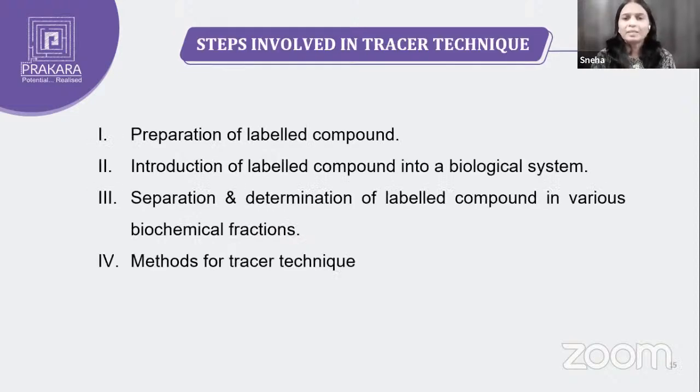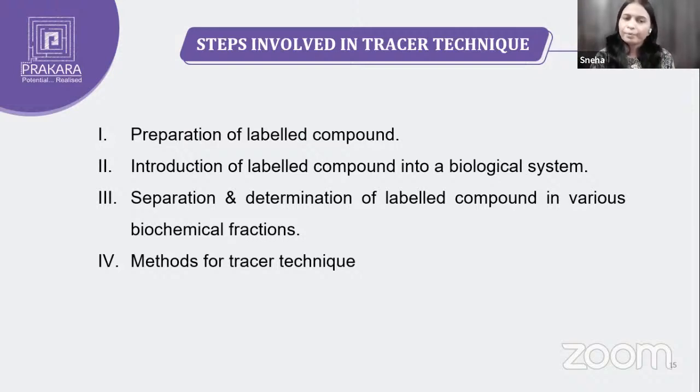Now, there are certain steps in how to do the tracer technique. The first important point is preparation of the labeled compound. How do we prepare the labeled compound? I just told you there are two methods. The first is the stable radio compound, and the second is with the radioisotope. Radioisotope compounds are prepared with the help of radiation. We bombard that compound with alpha, beta, or gamma radiation, and we get the radio label compound.